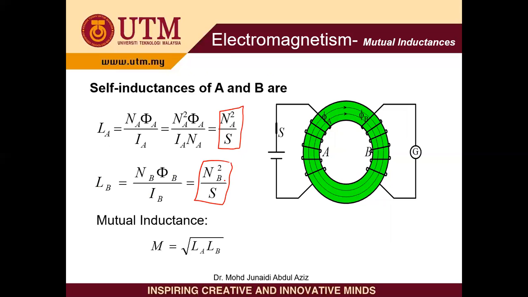And due to some calculations, which are not shown here, the mutual inductance between coil A and coil B can be calculated by using this equation. So M refers to the mutual inductance, which is equal to the square root of the multiplication of LA and LB.